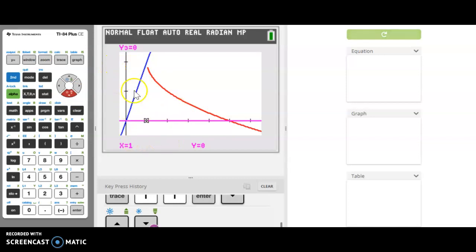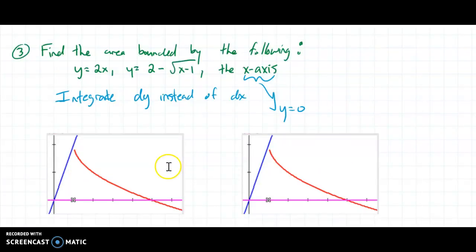I'm actually going to take a screenshot of this region and throw it over into the other app that I have so that I can talk about how we're going to do this integral. So here are 2 graphs of that region. Y equals 2, actually I'll label.